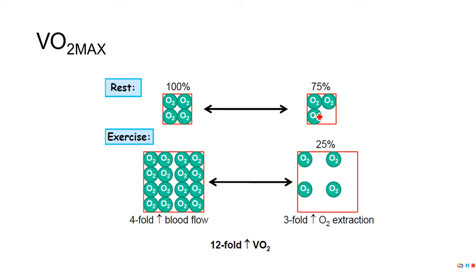But what's interesting is that we're only using 1/4 of the available oxygen at rest. However, when we exercise, we're increasing blood flow or cardiac output by up to 4 times. Okay. And now instead of only using 25% of the oxygen, we're actually extracting 75%. In other words, we're using 75% of the available oxygen. Okay, so we're increasing blood flow by 4 times. We're extracting 3 times as much oxygen. Okay, and so as a result, in this example, we'd have a 12-fold increase. Okay, so we can increase blood flow, we can increase extraction.